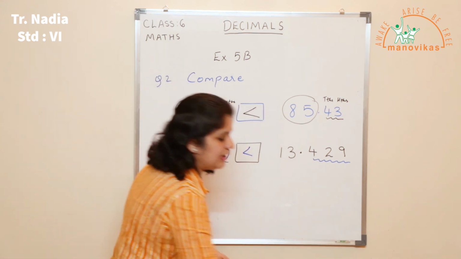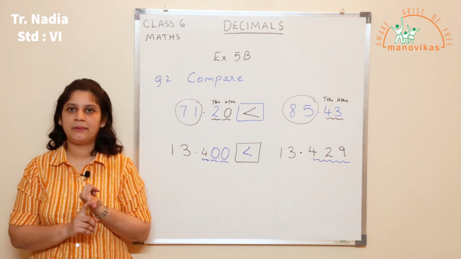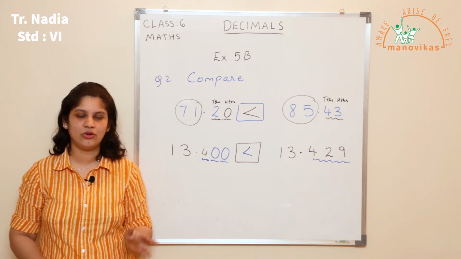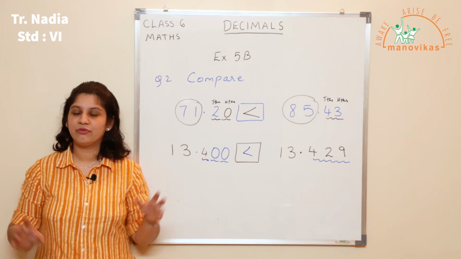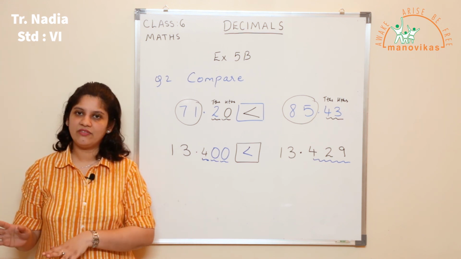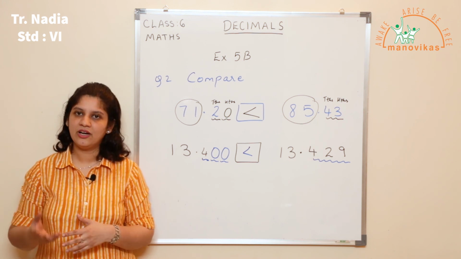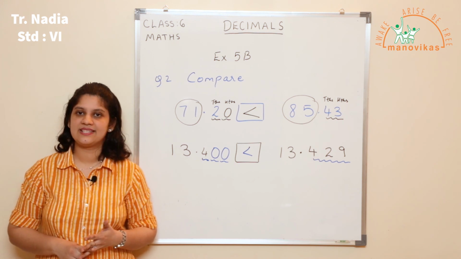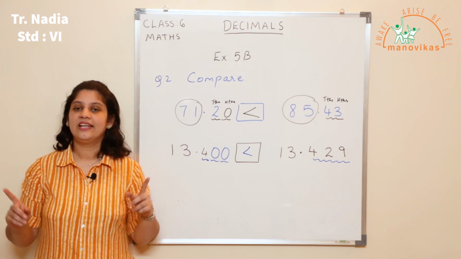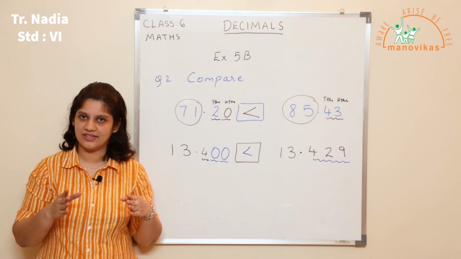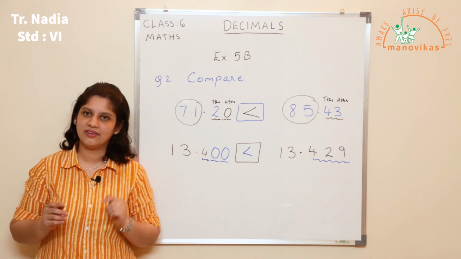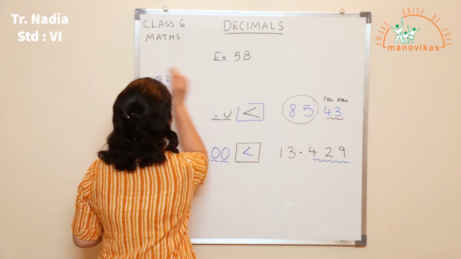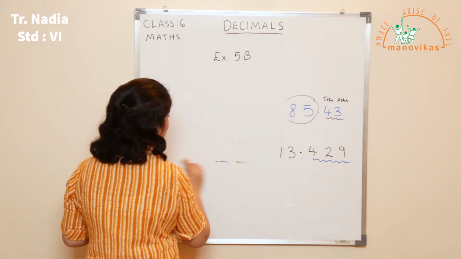Alright. Once again I am telling you, while comparing, first step, make sure the decimal places are like. If they are not like, put zeros, make them like. Next step, first look at the whole number. Whichever number is having the bigger whole number will be the bigger number. In case the whole number is same, first compare the tenths. If the tenths are same, compare the hundredths. If the hundredths are same, compare the thousandths. Okay, so with this, I hope you all understood how to compare decimal numbers.